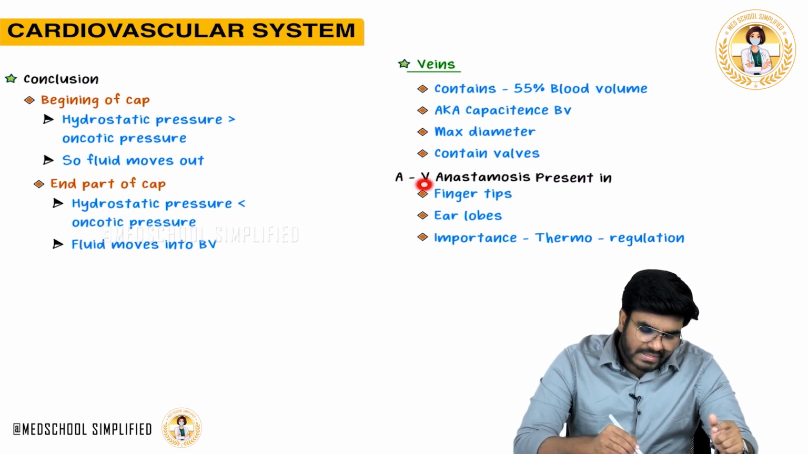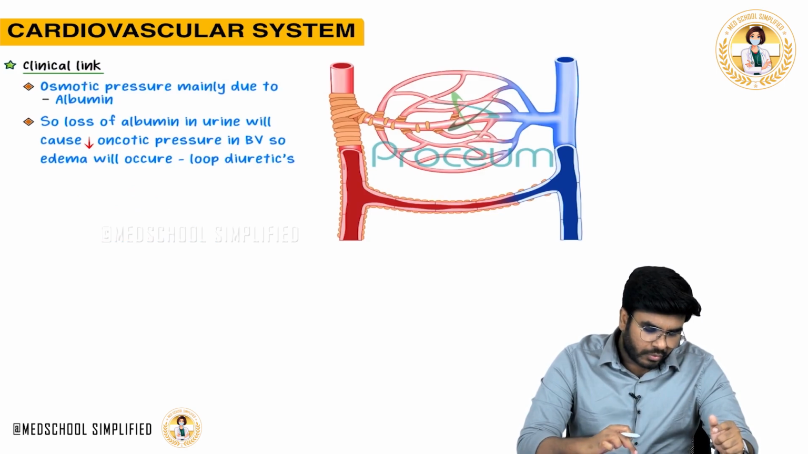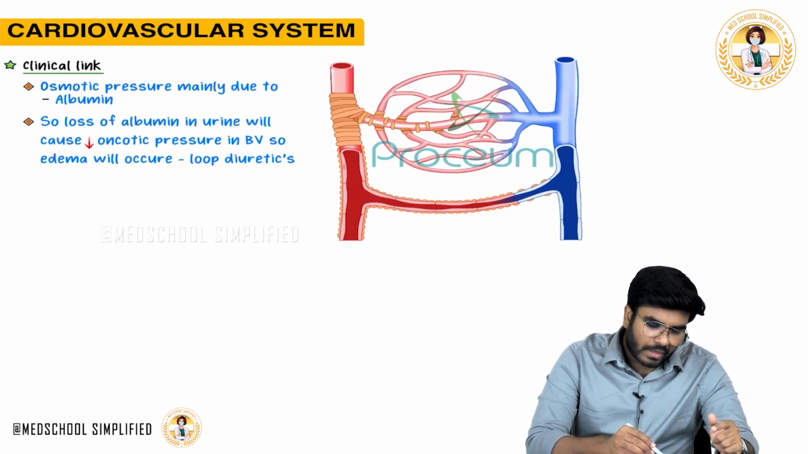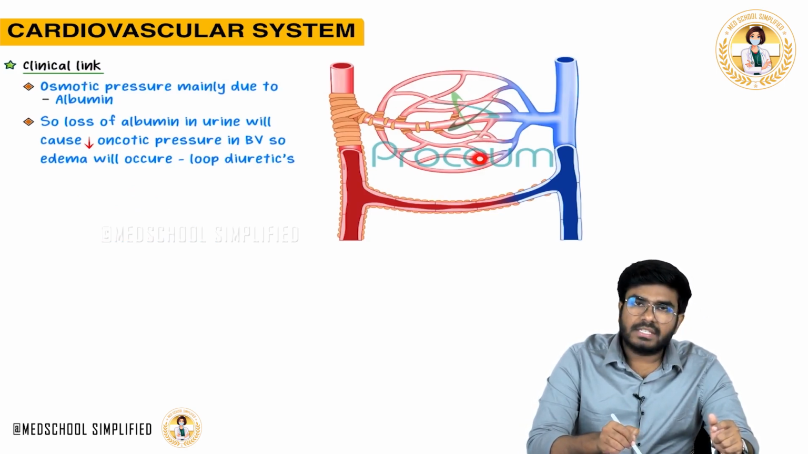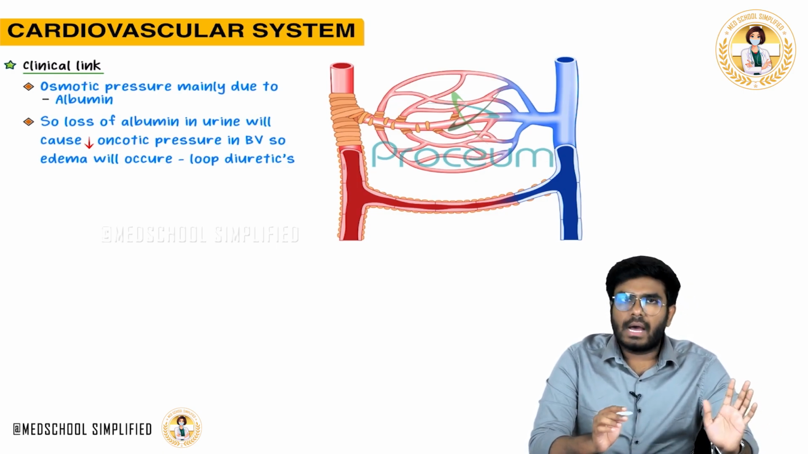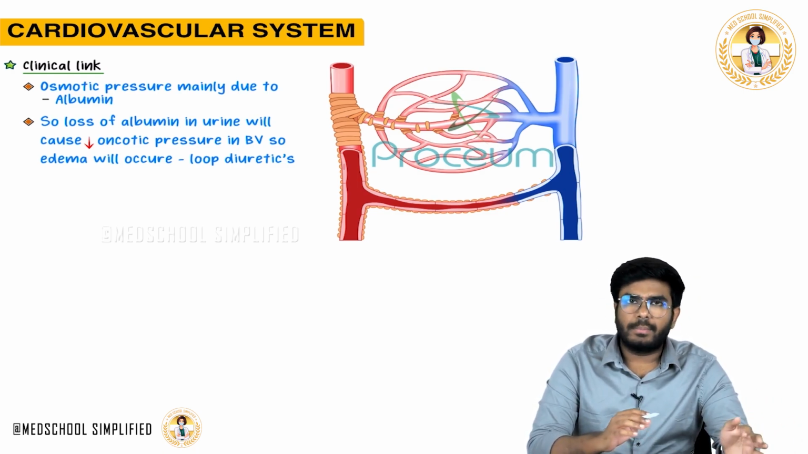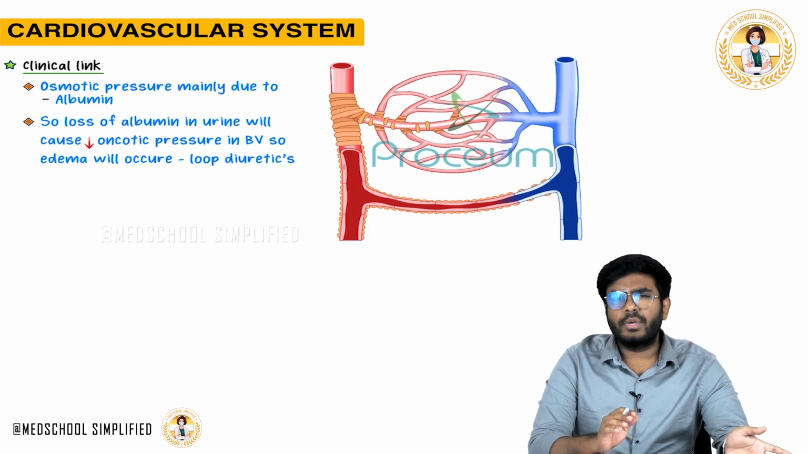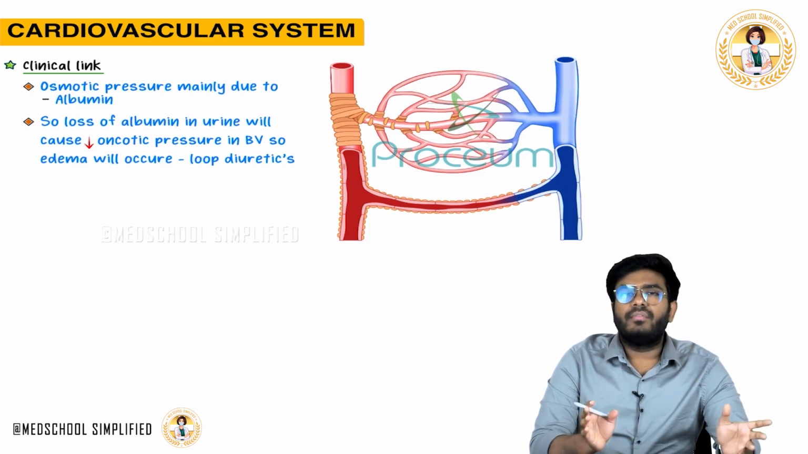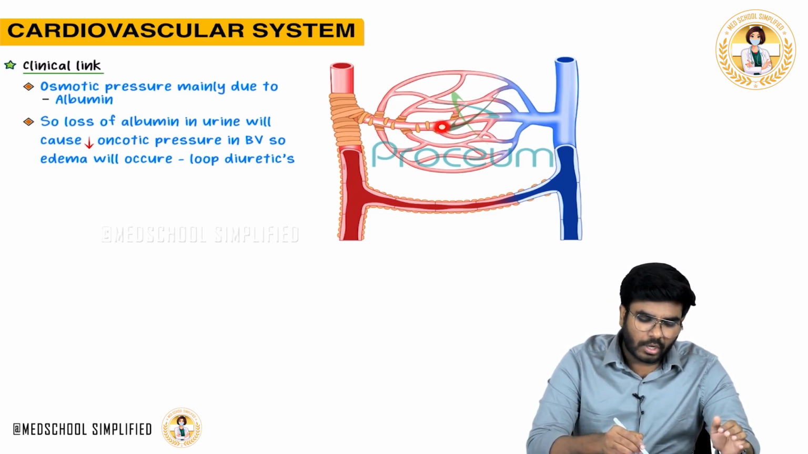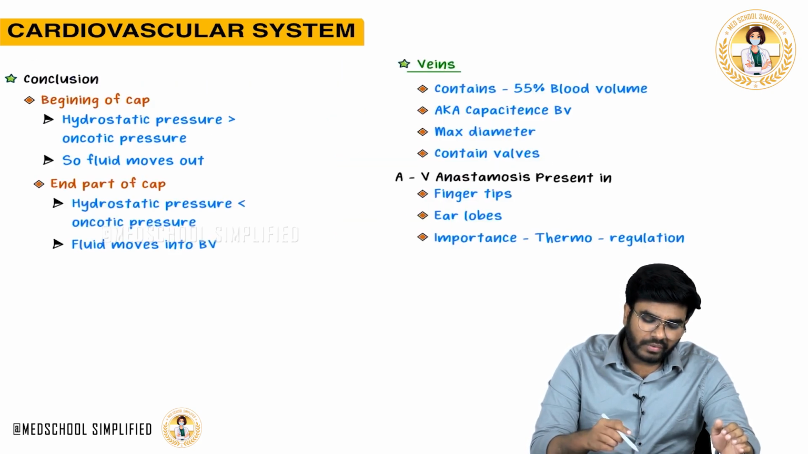And what exactly is this AV anastomosis? Normally, the artery divides into arterioles, arterioles into meta-arterioles, meta-arterioles into capillaries. Capillaries then merge again into venules, veins, and the vena cava. This is something normal. But there are certain places in your body where the artery directly meets the vein. The artery is anastomosing with the vein, which is called the arteriovenous anastomosis.